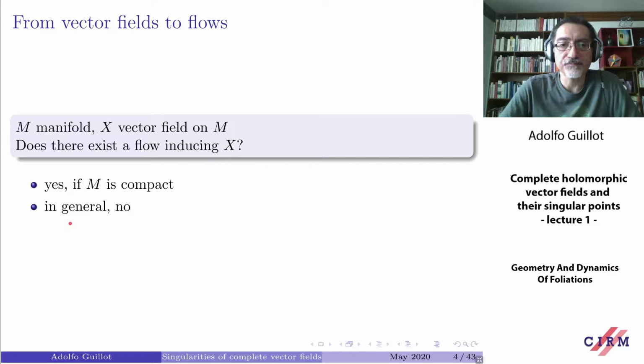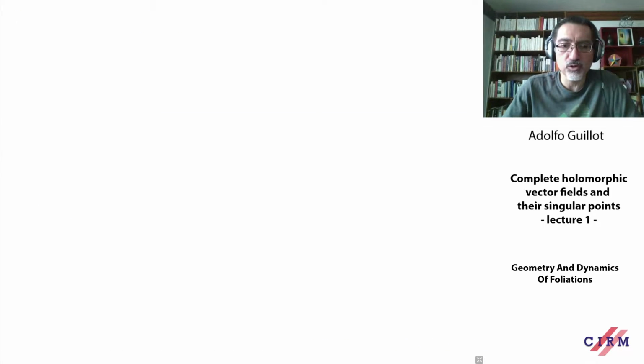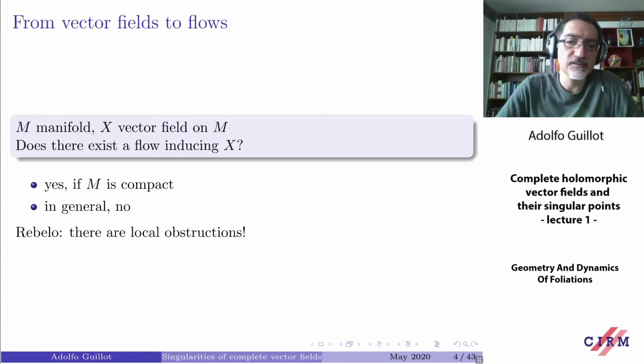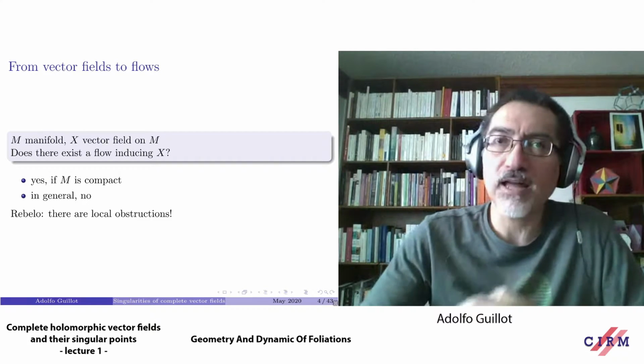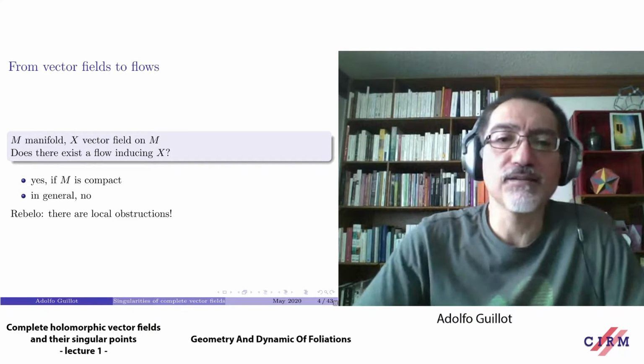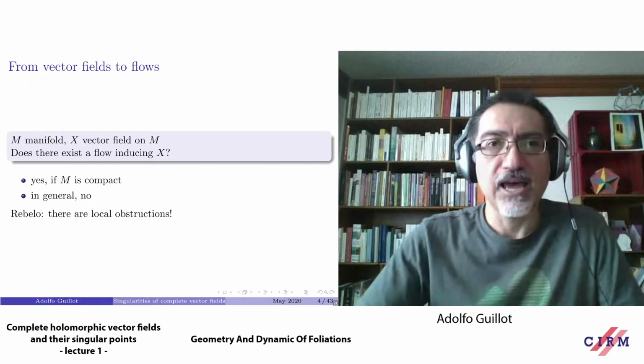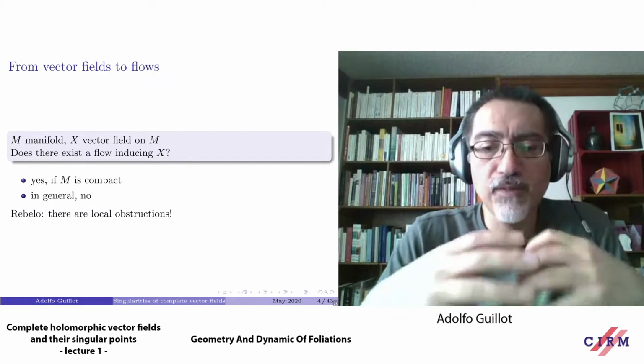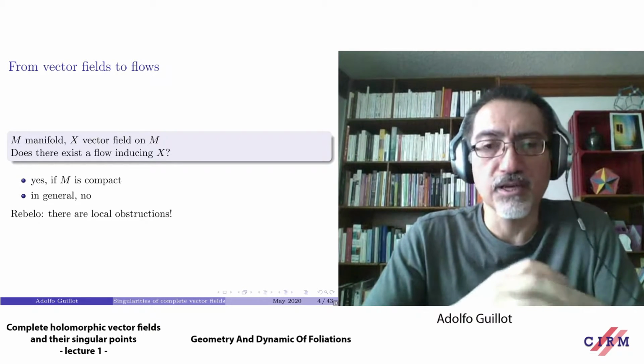So in general, the answer is no. There are two enemies: incompleteness per se, and then multivaluedness. The works of Julio Rebelo in the 90s, last century, show that there are some local obstructions to completeness. This multivaluedness manifests itself locally in vector fields. The idea is that if we understand these local obstructions, we can make, in some sense, a local study of complete vector fields. Understanding what happens at infinity might be difficult, but understanding what happens concretely in a neighborhood of a point, or of a closed set in a manifold, might turn out to be simpler.